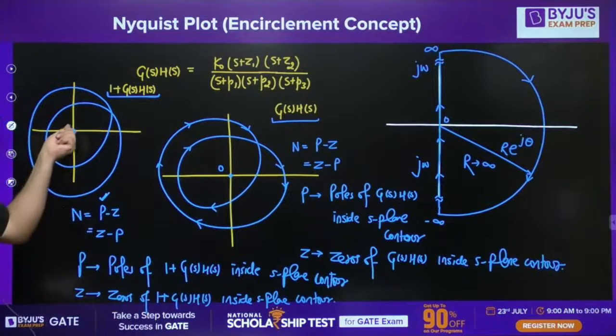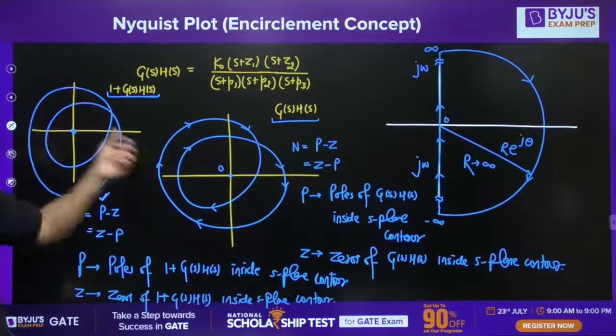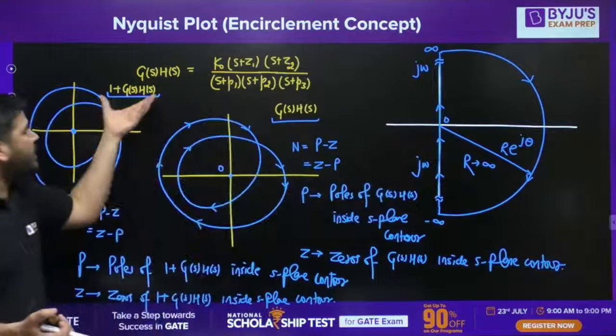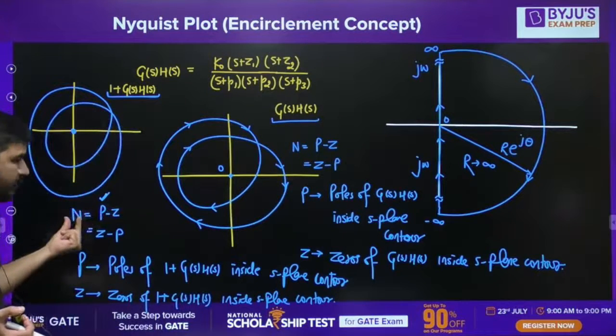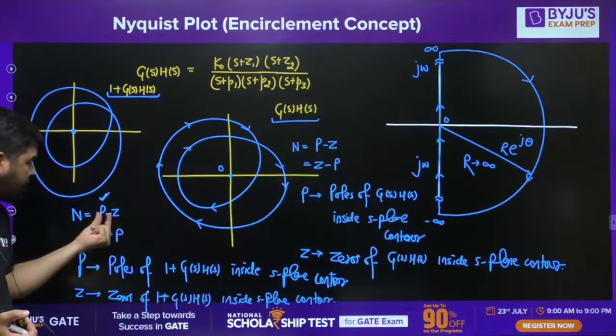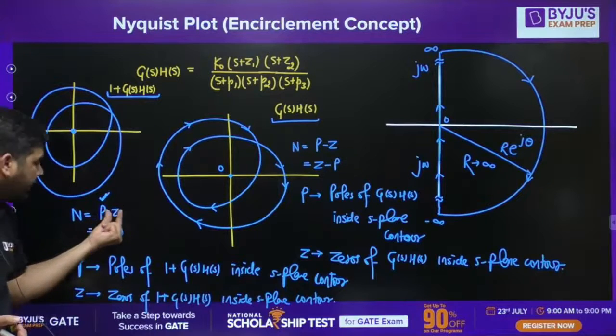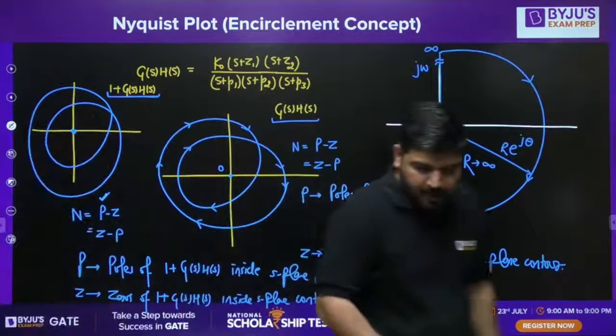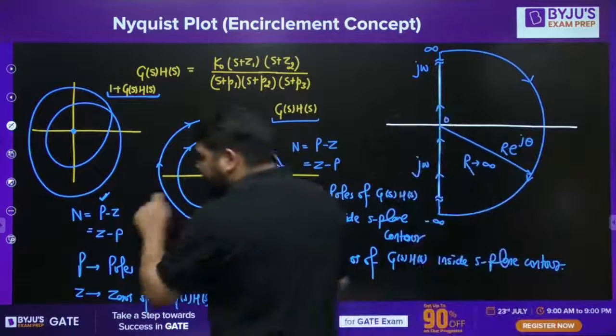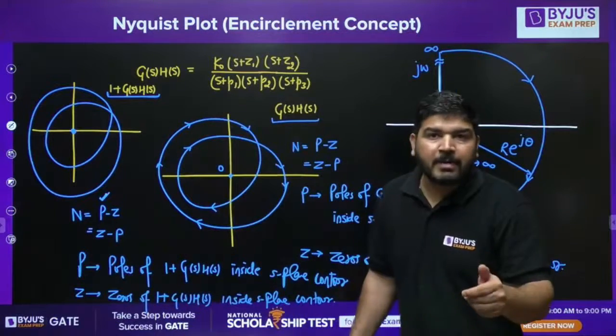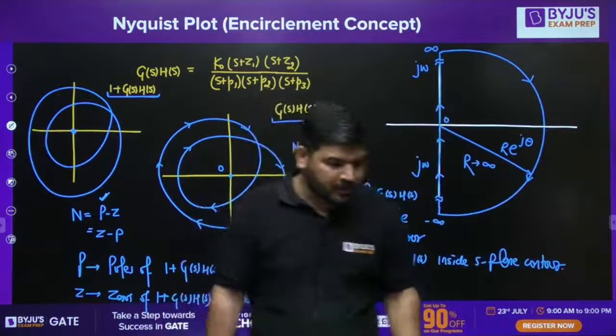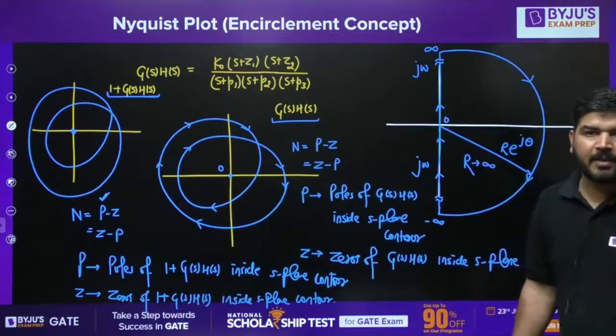And the number of encirclements you can get from the mapping, okay? If you have mapped this S-plane contour into 1 plus G(s)H(s), you can get the number of encirclements, and you can get the information of poles, then you can get the information about zeros, okay? Z you can find. And zeros of 1 plus G(s)H(s) are actually the poles of the closed loop system. We can easily find like this.